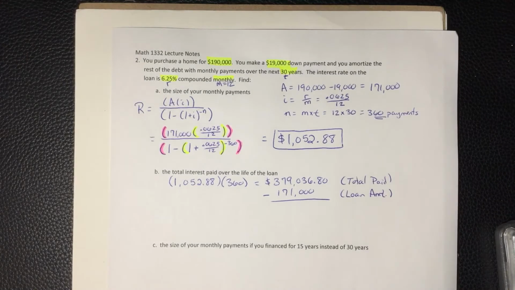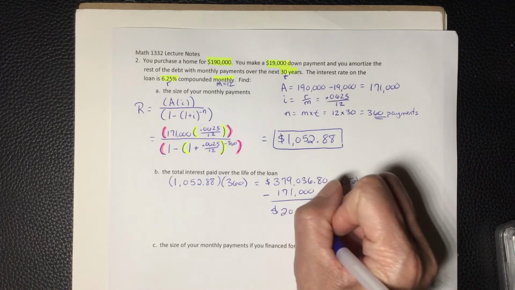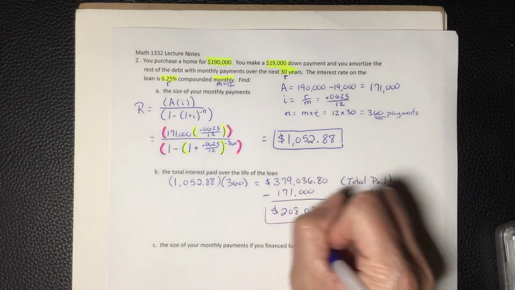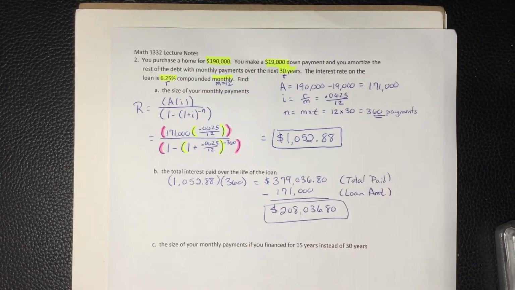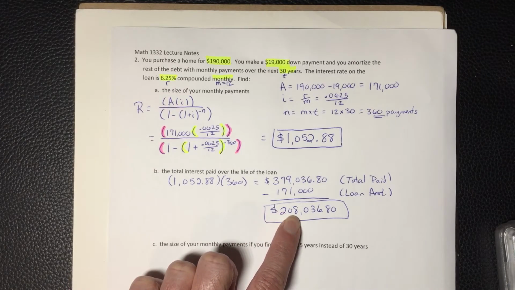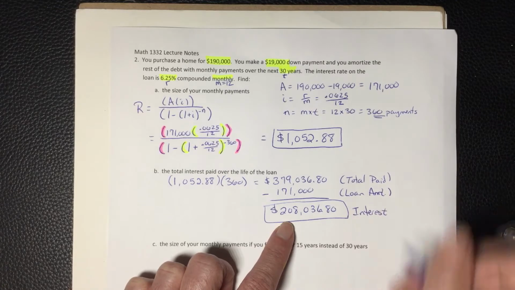All right, and then the difference in those, it's actually a depressingly large number: $208,036.80. So your house that you bought, that you borrowed $171,000, you're going to pay more than that just in interest. Okay, and that's making the minimum payment every month.